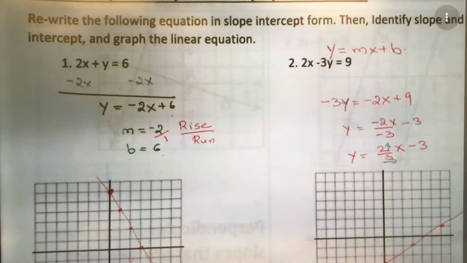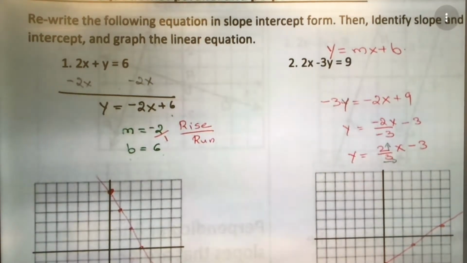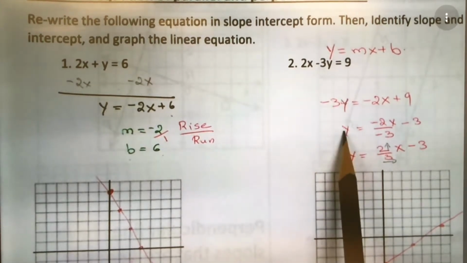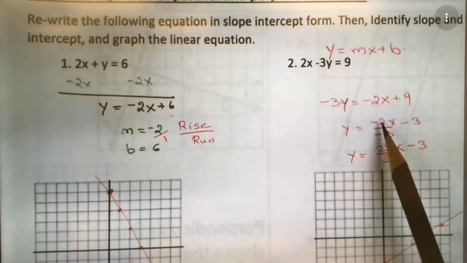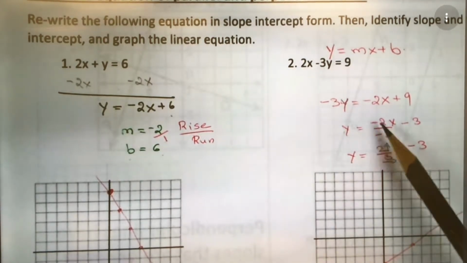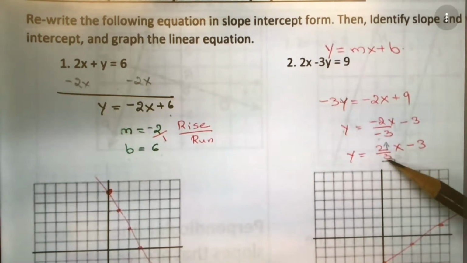The second one, do the same thing. I need to isolate y. When I isolate y, I will get y is equal to negative 2 over negative 3, that turns to a positive 2 over 3x minus 3. So my y-intercept is negative 3 and the slope is 2 over 3.